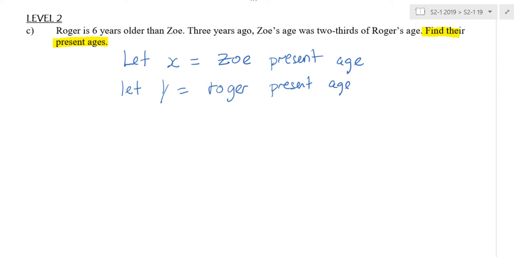Roger is 6 years older than Zoe. So the minus will become what? If they take the 2 ages, minus will become what? 6. Or I can take the smaller number plus 6 equals to the bigger number. Which one do you like? The minus one. So can you write down?